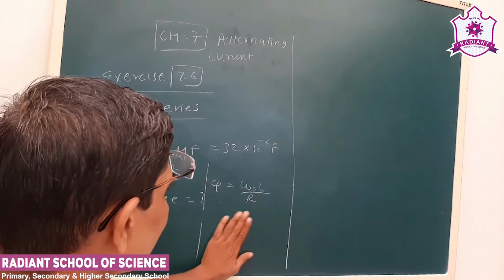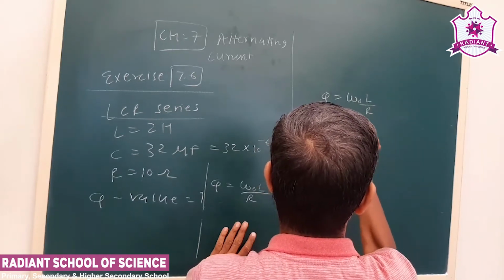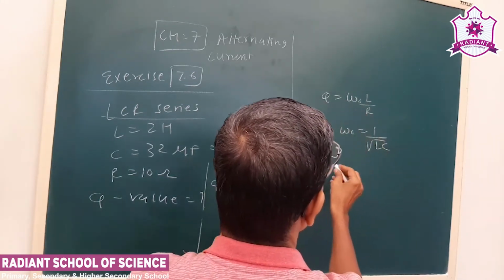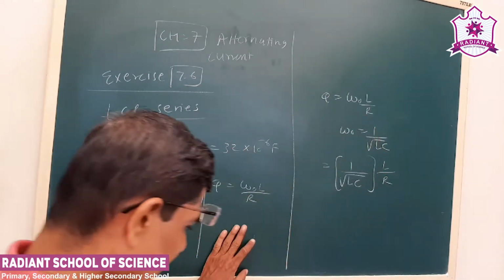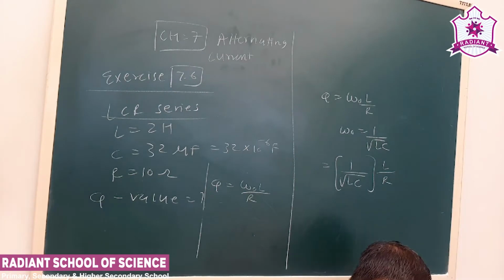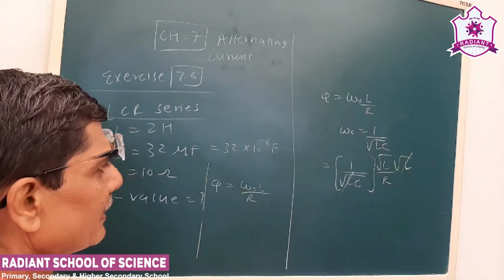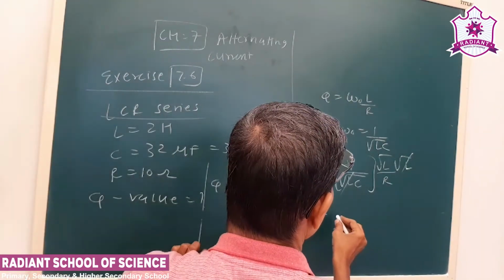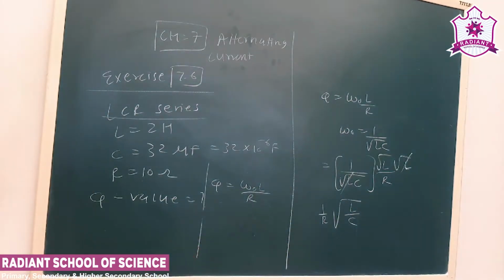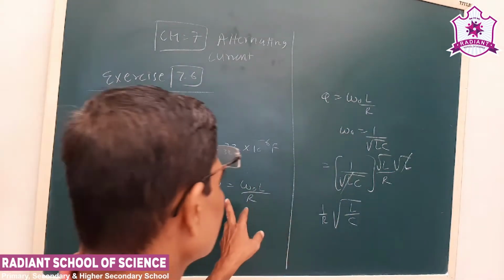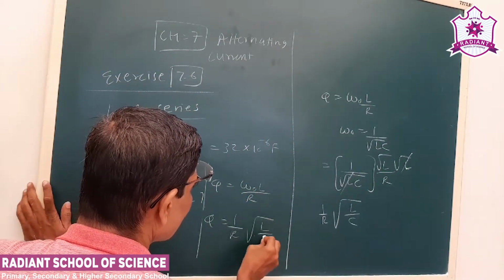Now the Q factor is omega 0 L by R. Omega 0 is 1 upon root LC, which I substitute. Now we can write this as root L into root L, and one of them will be cancelled. So our equation will be 1 upon R root L upon C. This is how we can solve it. So another equation for the Q factor is 1 upon R root L upon C.